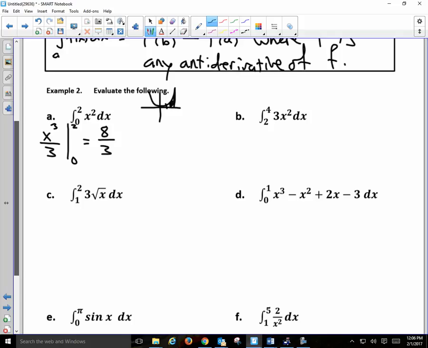Okay. So 8 over 3 minus 0 over 3 is in fact 8 over 3. So you remember the work that we did the other day in order to find the area. We used the infinite limit of Riemann sums. No more. Fundamental theorem of calculus says find an antiderivative and plug them both in.